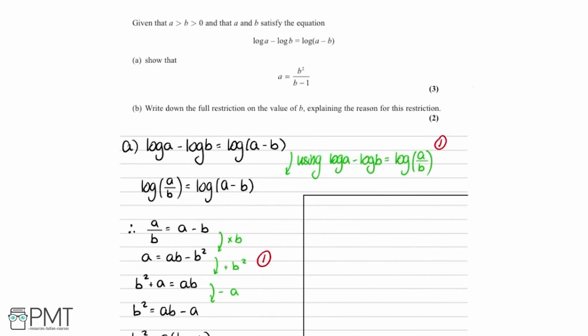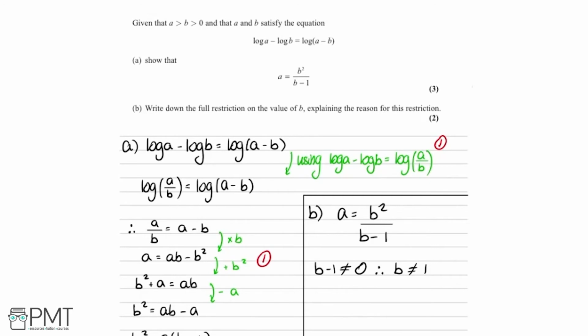So now part B says we need to write down the full restriction on the value of B, explaining the reason for this restriction, and this is for 2 marks. So we need to have a think about what restrictions there could be on this. Well, the first thing is that we can't divide by 0, so we know that B minus 1 can't equal 0, therefore B can't equal 1, because then we'd be dividing by 0, which isn't defined. So that's a good start.